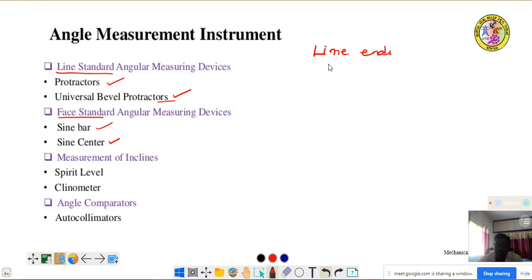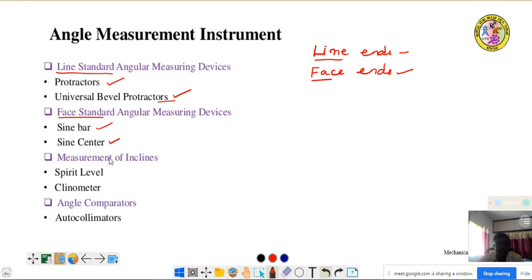Take the question, line ends, and what do you mean by phase ends? Question totally, I am going to ask the question for tomorrow. What do you mean by line ends and what do you mean by phase ends? So measurement of inclines. Tomorrow question, na? Hello? Yes, sir. Totally. Yes, what do you mean by line ends and what do you mean by face ends?